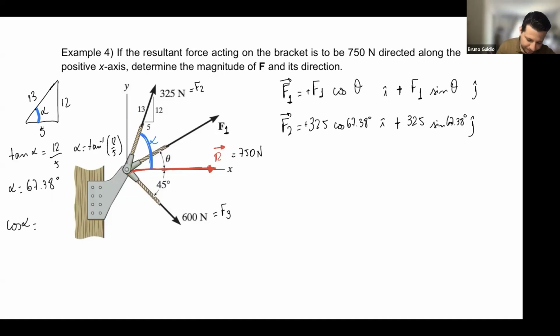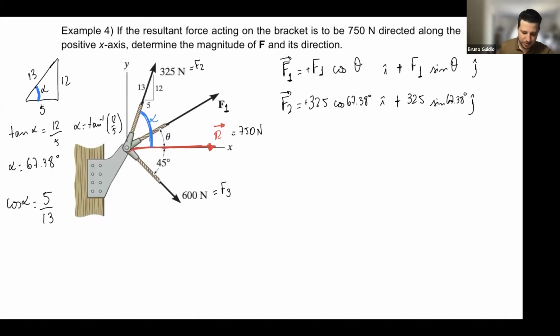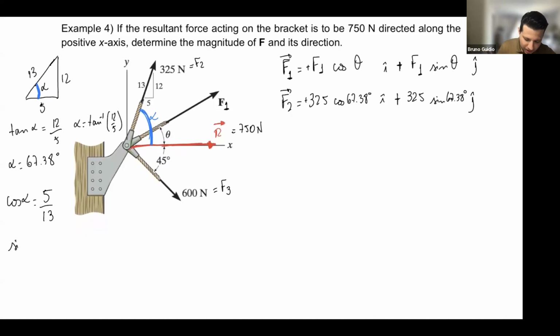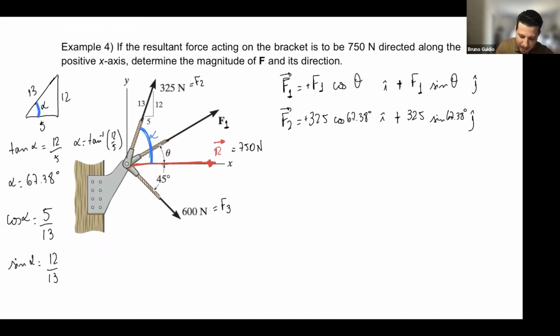It's going to be the adjacent divided by the hypotenuse. And what is the sine of alpha? 12 divided by 13. Bruno, are you saying that I can change all of this here to 5 over 13, and I can change all of this here to 12 over 13?